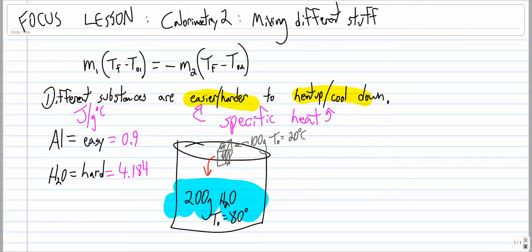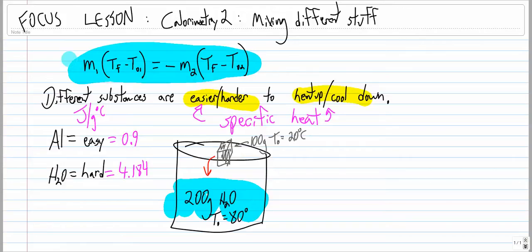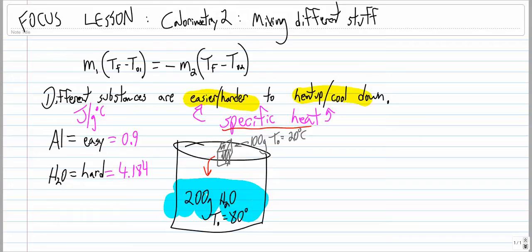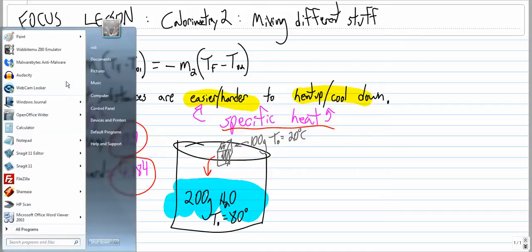Well, we already know what equation we're going to use. It's going to be this one, but there's going to be a change in that equation because we have to account for the specific heat, because it's so much easier to heat up or cool off the aluminum than it is the water. Let's just compare them really quickly for a second here.